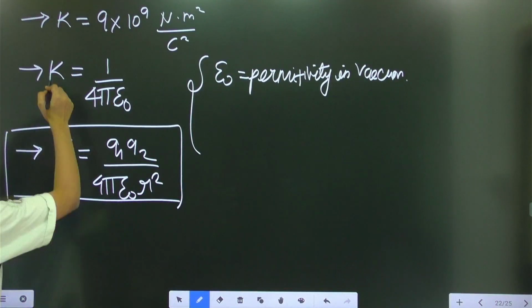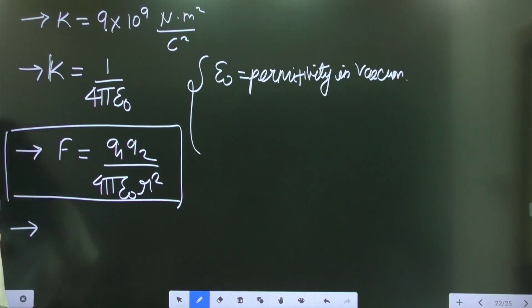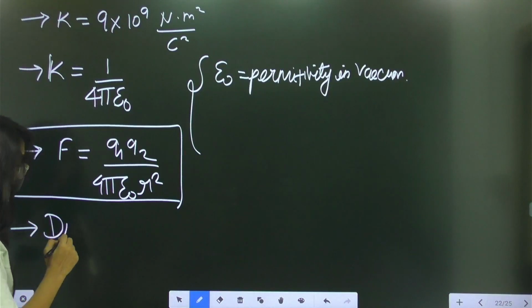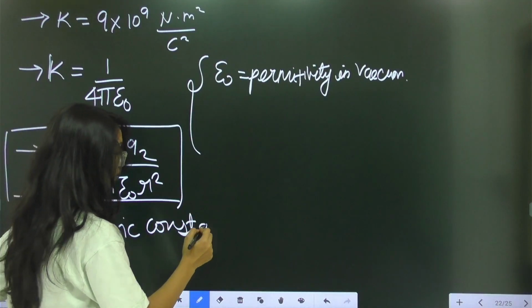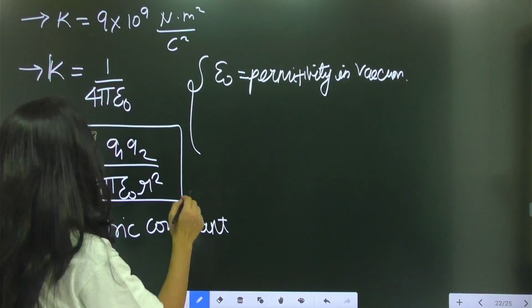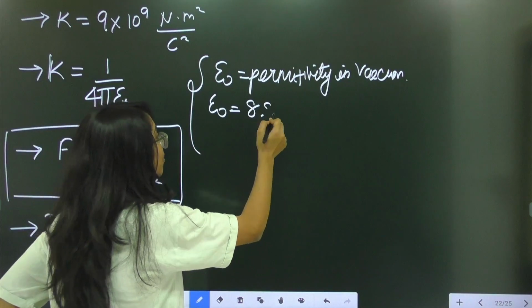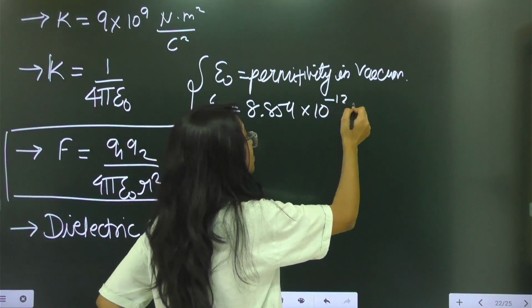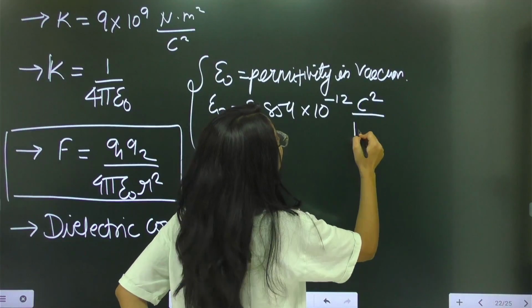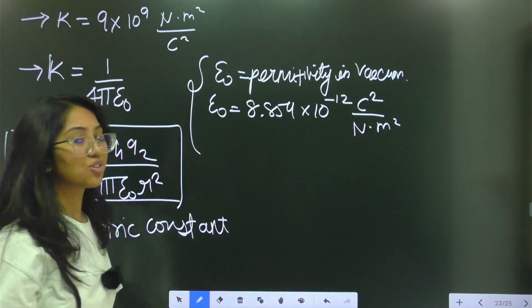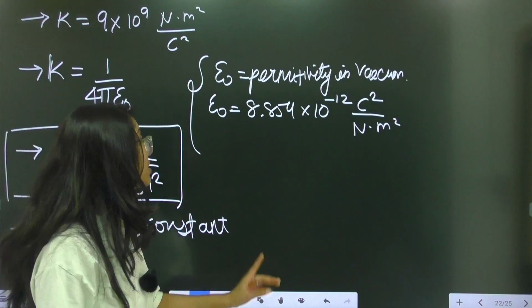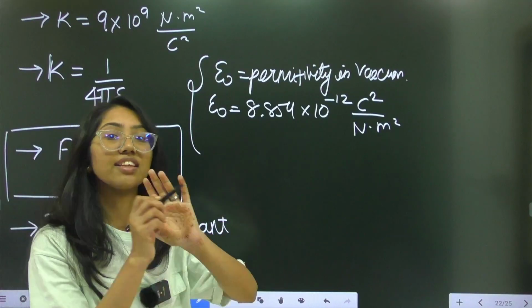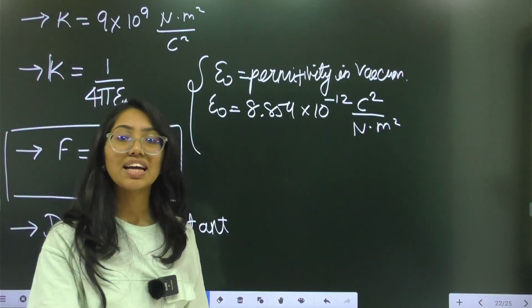Now this is small k actually. Now there is capital K, which is also called the dielectric constant. Now what is this dielectric constant? And yes, epsilon 0 equals 8.854 into 10 raised to minus 12 Coulomb square upon Newton into meter square. This is data you also have to remember, the numerical value of epsilon 0, 8.854 into 10 raised to minus 12, and the unit of epsilon 0 is Coulomb square upon Newton into meter square.